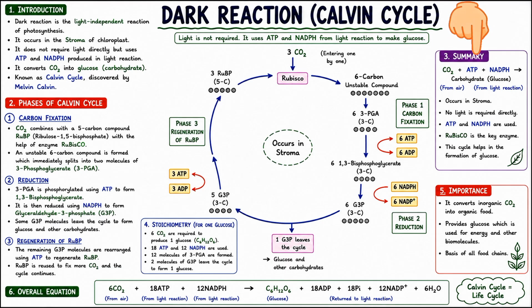The cycle has three phases. First, carbon fixation. Second, reduction. Third, regeneration of RuBP. Rubisco is the key enzyme. For one glucose molecule, the cycle needs 6 carbon dioxide, 18 ATP, and 12 NADPH. The final product is glucose, which provides energy and supports life on Earth.